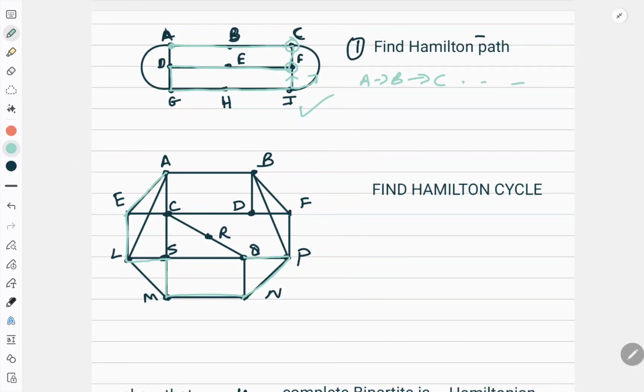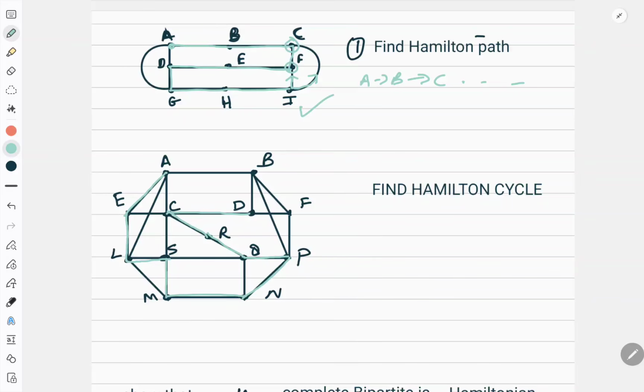Now from Q, where can I enter? I need to cover this because here I can't go. S is already touched. But R I need to cover. So I have to go in the center. Now from R I can go to C, and from C I can't go to A. If I go to A, it will be a cycle, but it will not be a Hamiltonian cycle. I need to cover all the vertices.